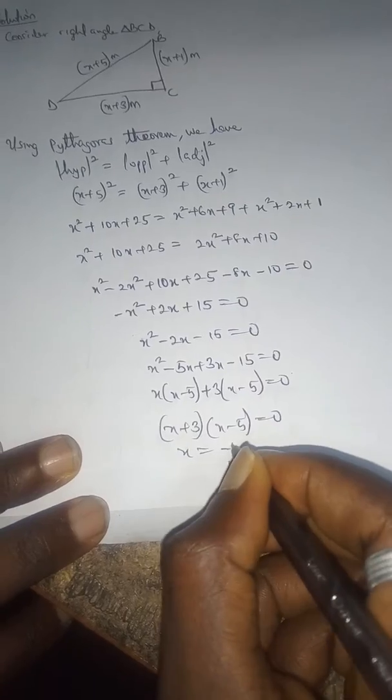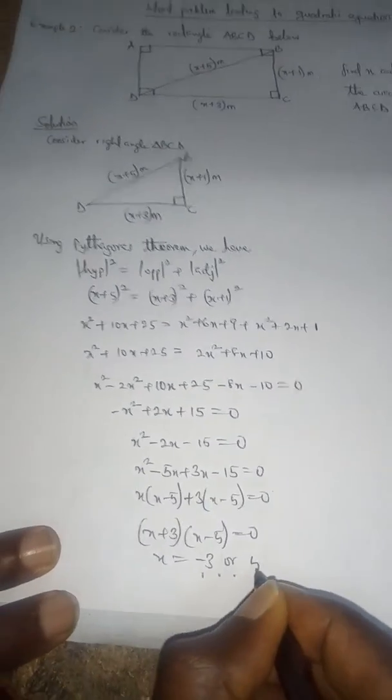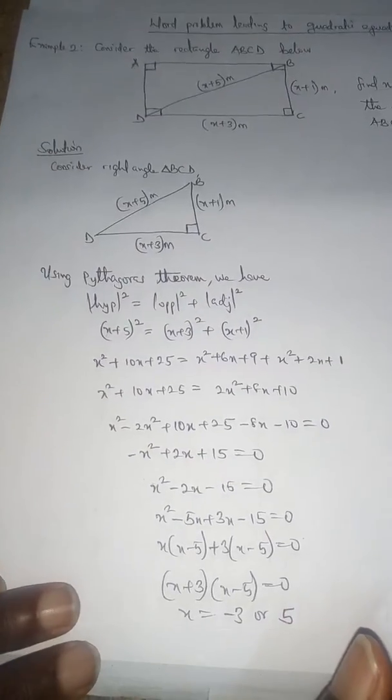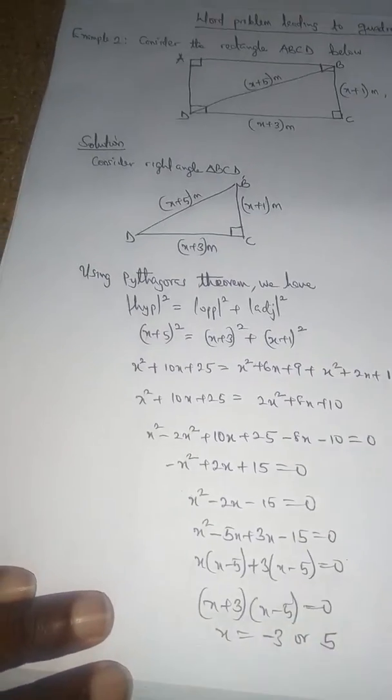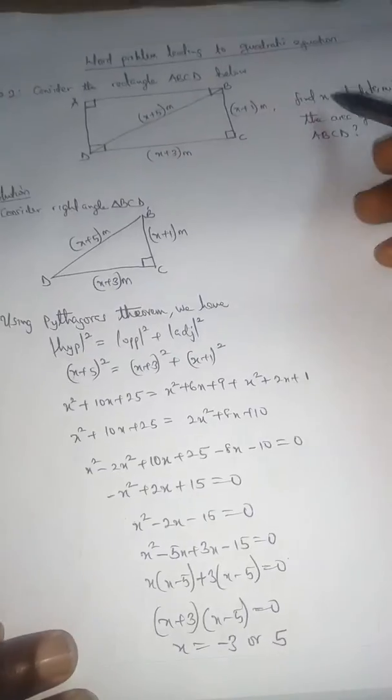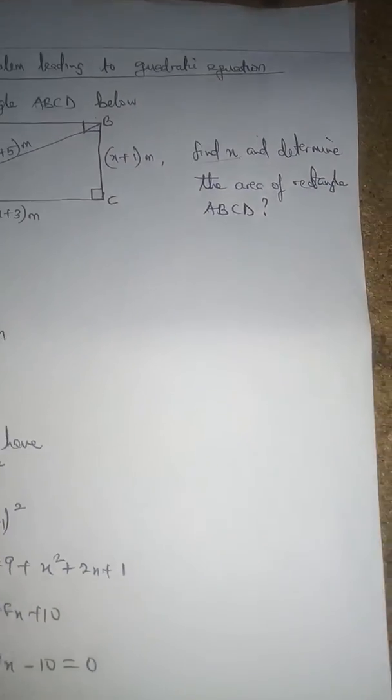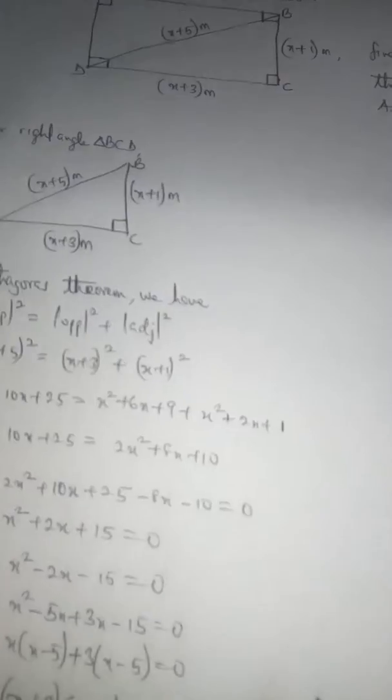By solving this, we have minus 3 or plus 5. So we have been able to solve this, and we get our x to be minus 3 or plus 5, which is the first question here, that is, find x. And from this, we can determine what the area is.